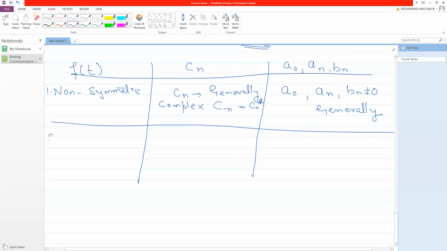Now, second point. If a signal is even, like in the case of cos omega naught t, what will be Cn? Purely real and even. In this case, bn should be equal to 0. Always bn will be 0, and an and a naught generally will not be equal to 0.